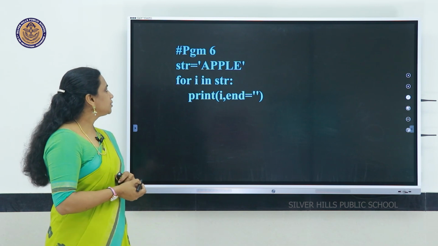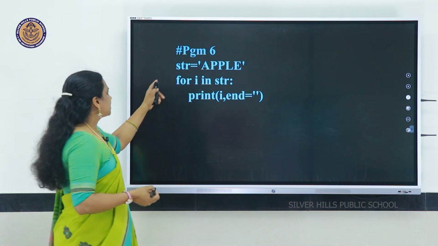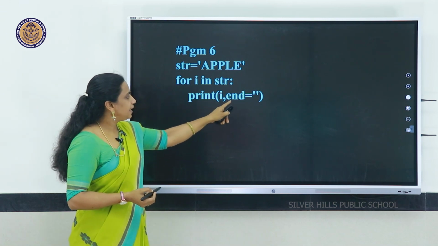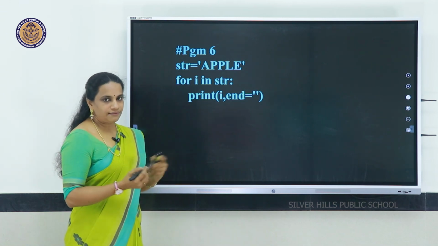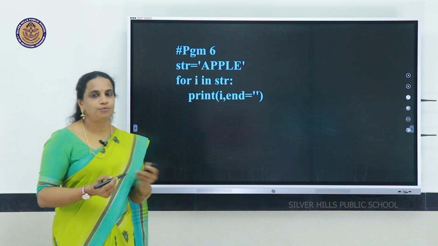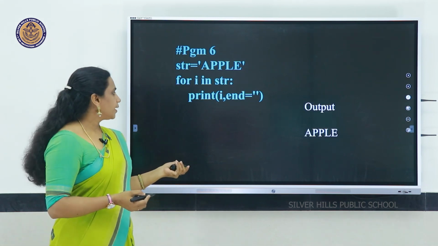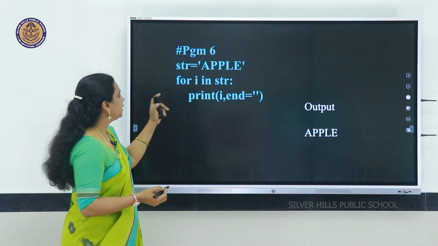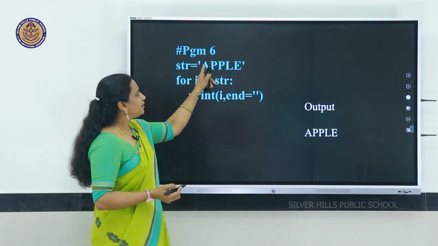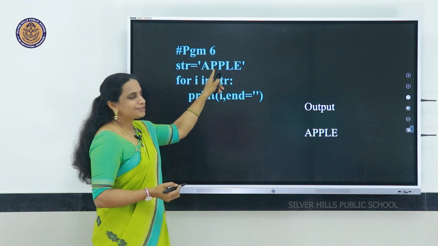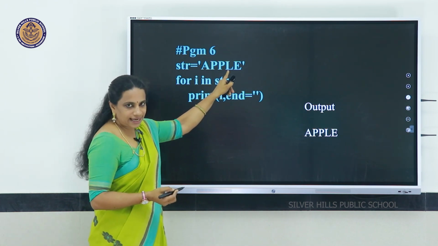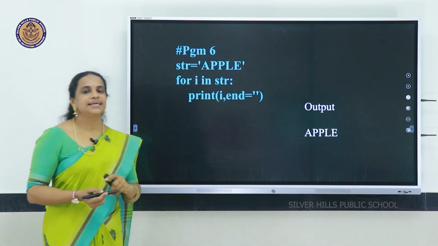Now, moving to program 6, str is equal to apple, for i in str, print i, end is equal to space. Very simple question, you can predict the output. You will get the output as apple. No need of explanation because for i in apple, first value is A, then the next iteration of i is P, next is P, next is L, next is E.